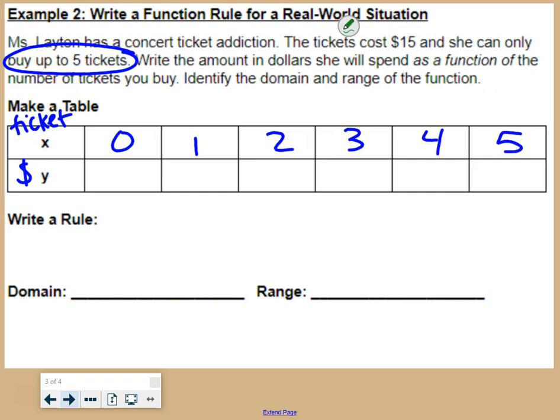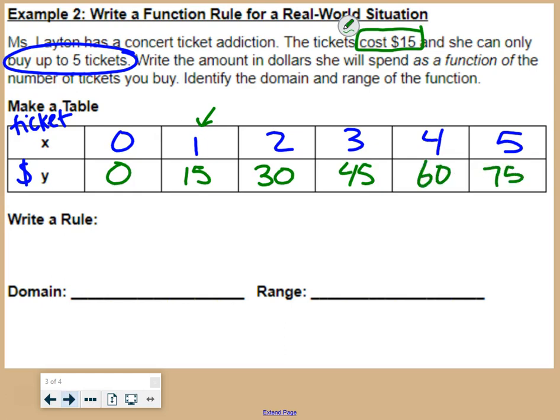Now we need to figure out how much we're going to have to spend. The cost will be $15. So if we buy 0 tickets, we're going to spend $0. If we buy 1 ticket, then we'll spend $15. If we buy 2 tickets, that'd be 15 and 15, which is 30. 3 tickets would be another $15, which would be 45. 4 tickets would be $60, and then 5 tickets would be $75.